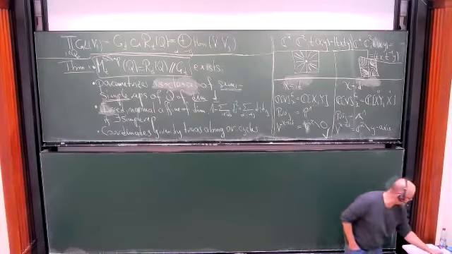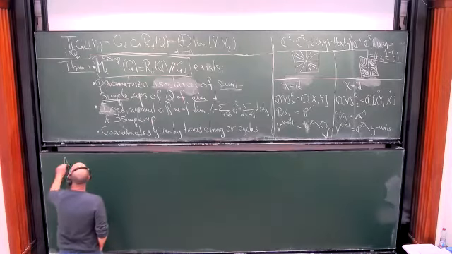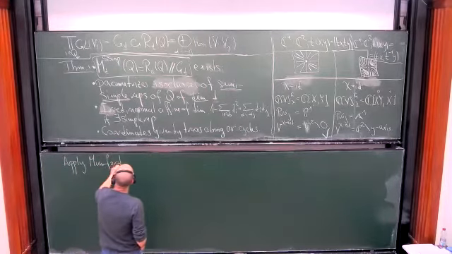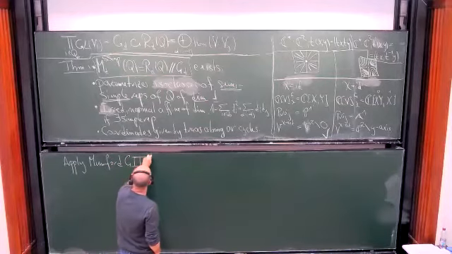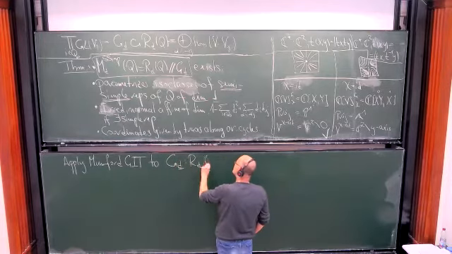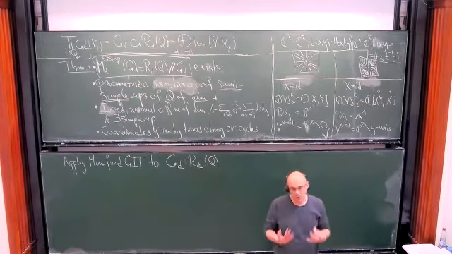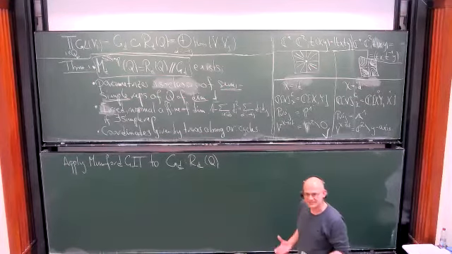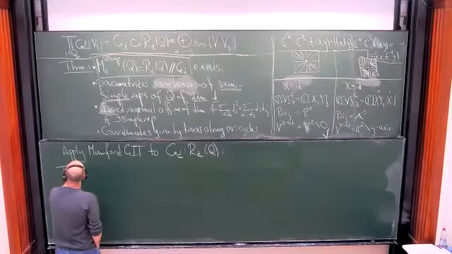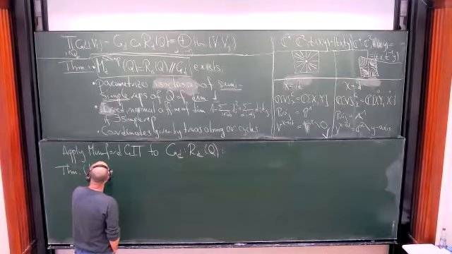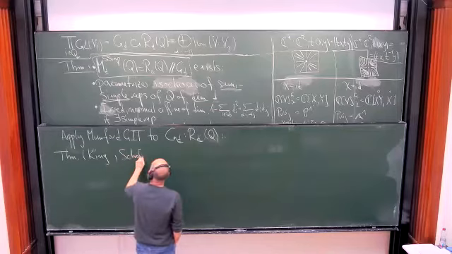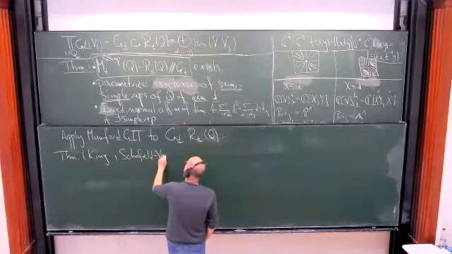So let me summarize. So apply the Mumford GIT to our group action GD on RD of Q, which is the group action for which the orbits are precisely the isomorphism classes of quiver representations. So this is the theorem, and most of it is from Alistair King's paper. The final part will be a theorem by Schofield and Van den Bergh.